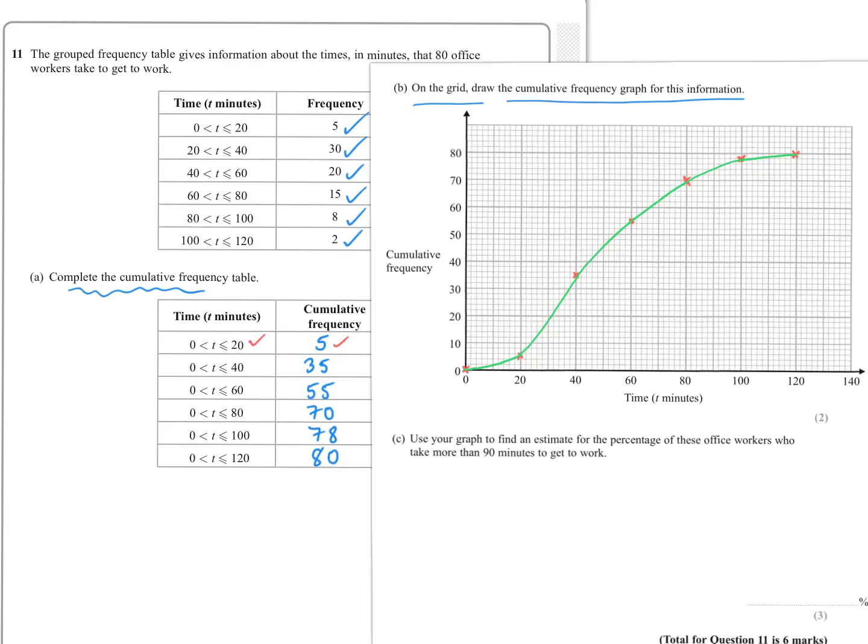And then it says use your graph to find an estimate for the percentage of these office workers who took more than 90 minutes to get to work. So the 90-minute mark is here. We're going to draw a dotted line, you would use a ruler in the exam, and you must show this dotted line in the exam. You've got to show as much workings as possible.